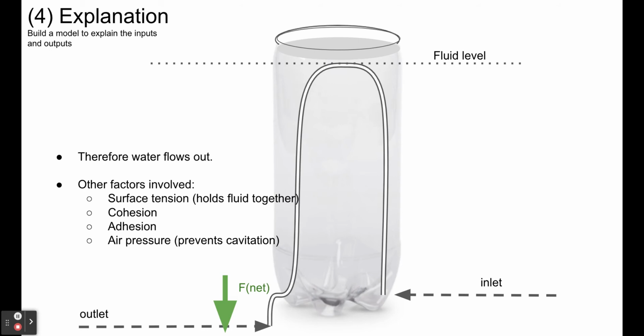If we're talking about water, the surface tension of water is quite significant, and its cohesion, in other words, the stickiness to other molecules. So the hydrogen bonding of one water molecule to another in the fluid state, and its adhesion, basically the stickiness to the container walls, in this case, the walls on the inside of the tube. And also the air pressure comes into play here, because it is going to prevent cavitation, in other words, the formation of bubbles and so forth inside the tube.